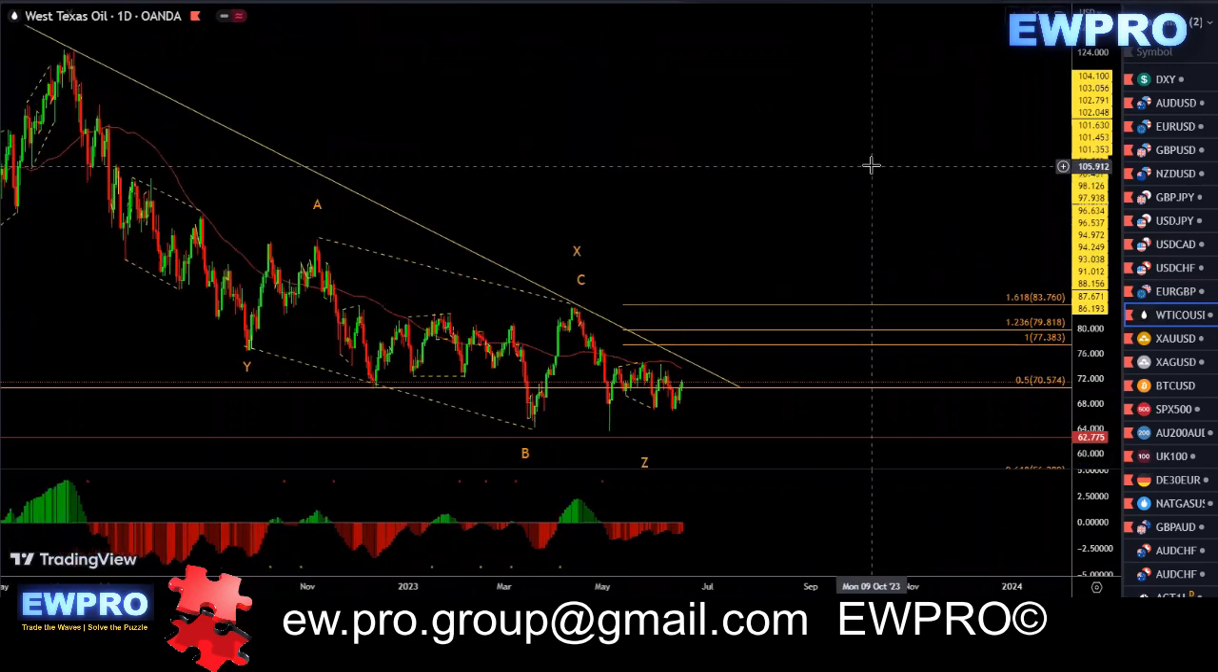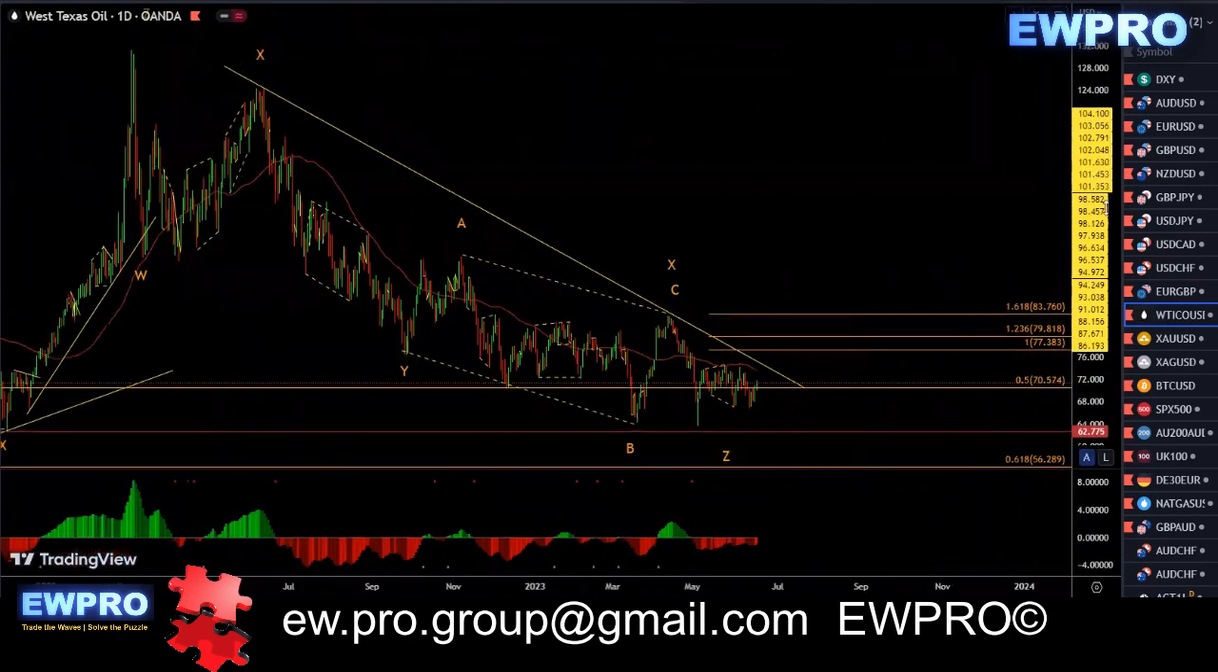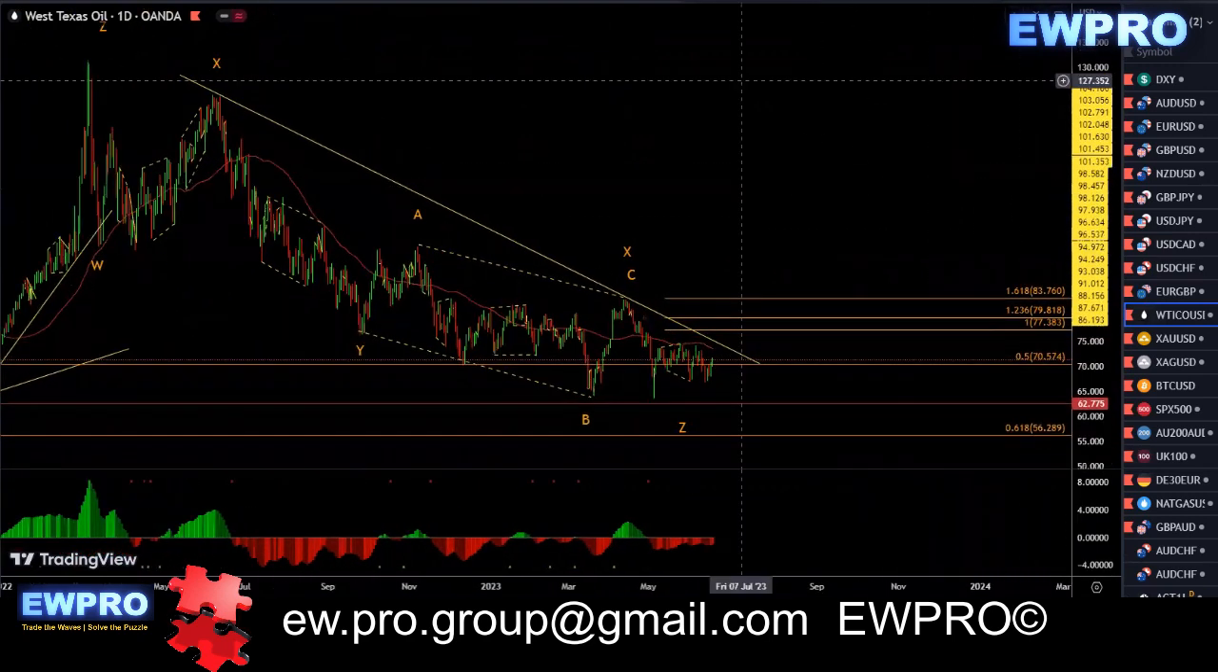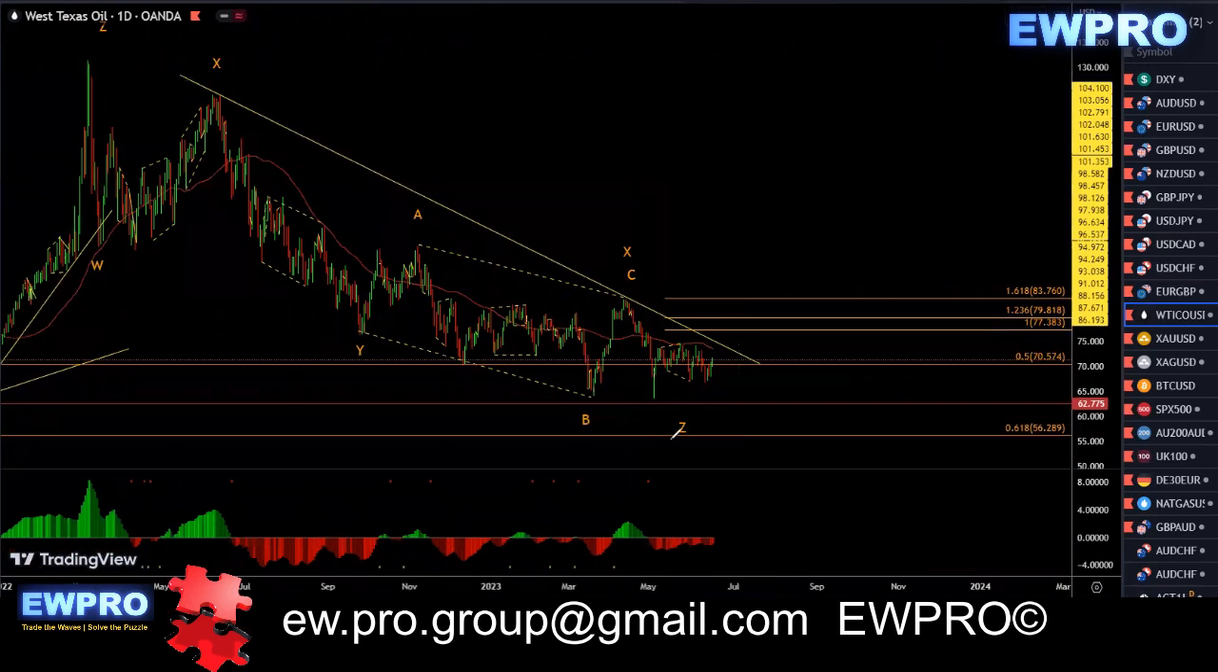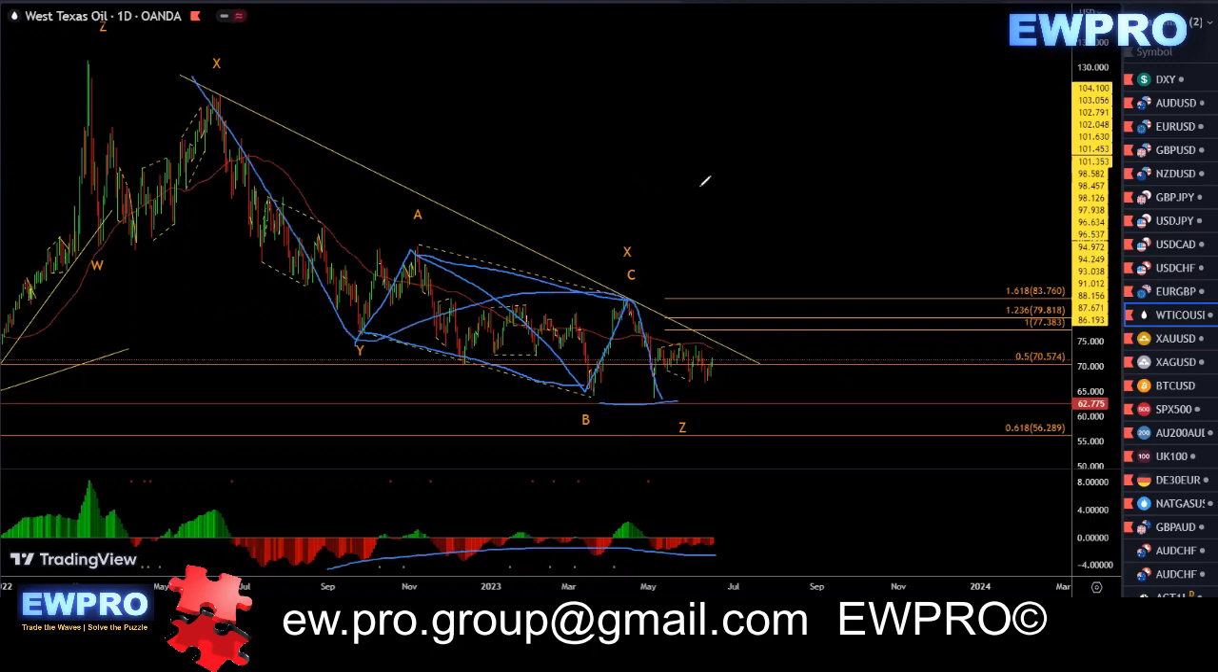WTI, this one's quite difficult. I'm not sure if this is the low. That's the thing. We got this A, B, C in here as a flat, and then we got like an A, B, C breaking the low. We have all this bullish divergence, so really only looking for buys.